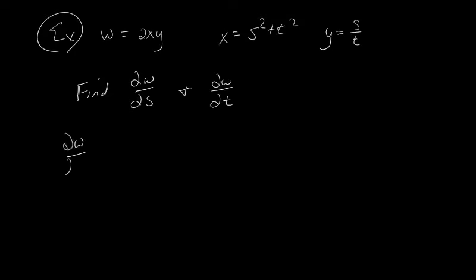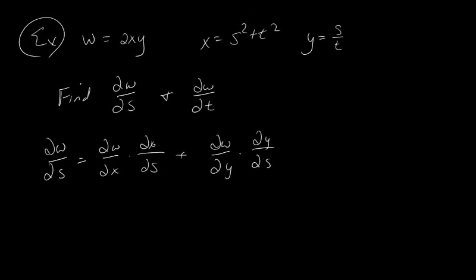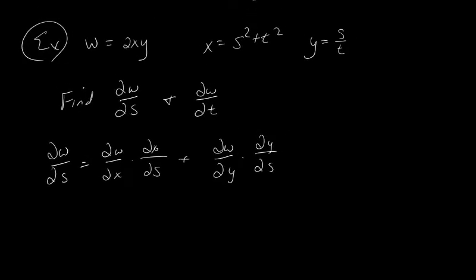Okay, so the partial of w with respect to s is going to be the partial of w with respect to x times the partial of x with respect to s plus the partial of w with respect to y times the partial of y with respect to s. So I need to know what all of these are. I'm going to write them down over here on the side. The partial of x with respect to s, x sub s, is equal to 2s. The partial of x with respect to t is 2t. The partial of y with respect to s is 1 over t. The partial of y with respect to t is equal to negative s over t squared.